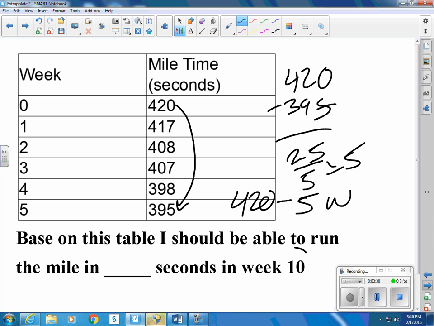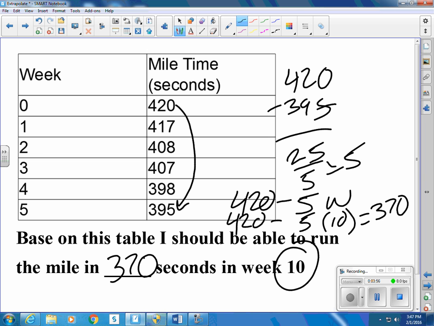And they say, well, what about week 10? Well, if W is 10, 5 times that would be 50. So 420 minus 50 would be 370. Now, 6 minutes is 360. So I went from a 7-minute mile almost down to a 6-minute mile in 10 weeks.